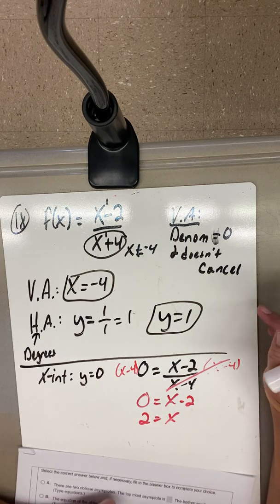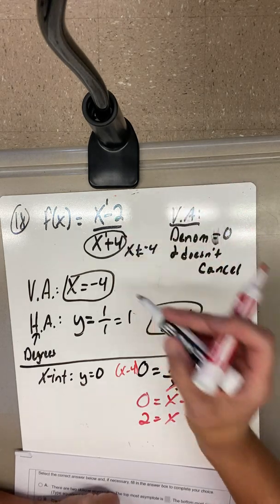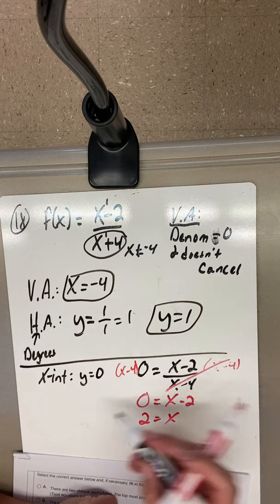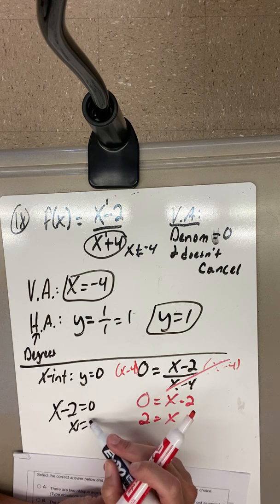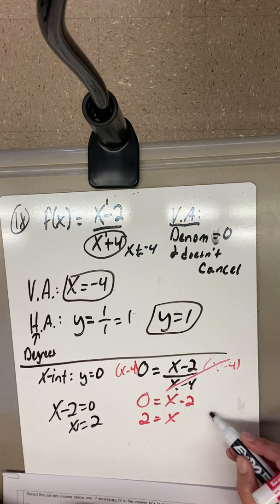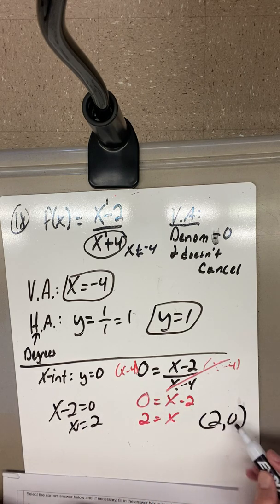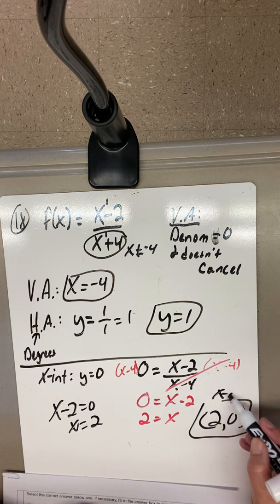That is your x-intercept. Now, whenever you have a fraction, you can just take the numerator and set it equal to 0, and that will always be your x-intercept. So the x-intercept, type it as an ordered pair, (2, 0). All right, that's your x-int.